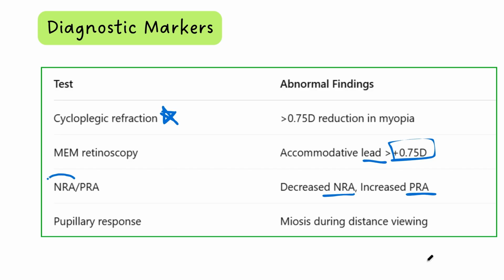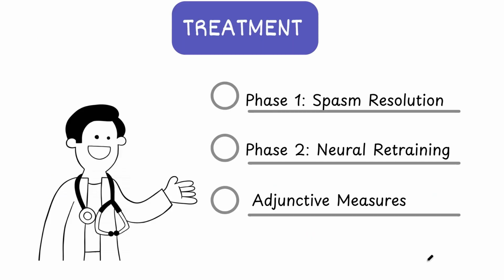The negative relative amplitude of accommodation basically estimates the amount to which you can relax a patient's accommodation. We know that in accommodative spasm, it is often difficult for the patient to relax accommodation. As a matter of fact, it is actually impossible, and therefore you are going to find decreased NRA in these patients. Positive relative amplitude of accommodation basically assesses the amount to which a patient's accommodation can be stimulated, and therefore these patients are going to show increased PRA values. Pupillary response, you will find miosis during distance viewing also.